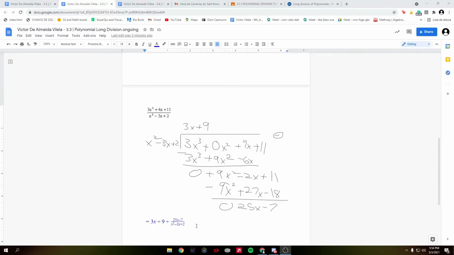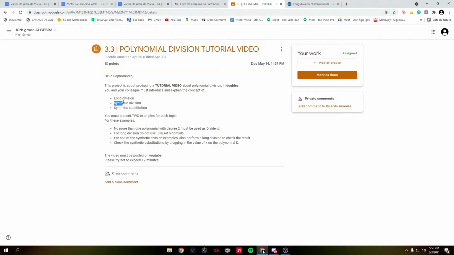Okay, so now for the final answer, we have, like last time, the quotient here, we have the remainder up there, and the divisor on the bottom. So quotient, remainder, and divisor make up the final answer that we just got here. Okay, so this is long division. Let's go to the next topic, which is going to be synthetic division.